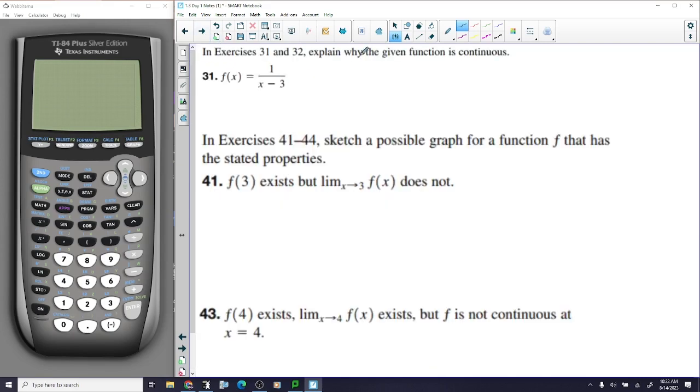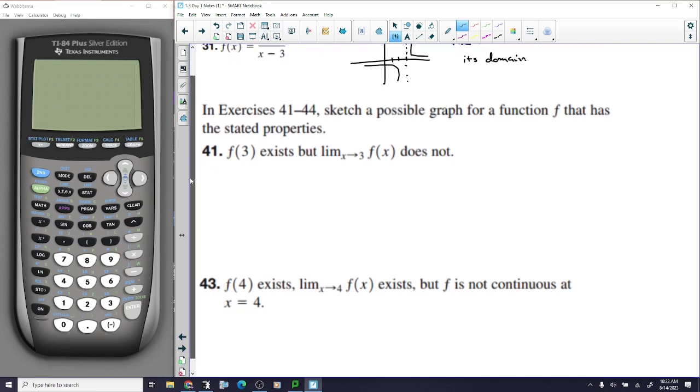In exercises 31 and 32, explain why the given function is continuous. Well, over here at 3, there's a vertical asymptote, and then the function looks like this. Explain why. The function is continuous on its domain. Now it's not continuous on a value that is not in its domain, and that's okay. So this is still a continuous function.